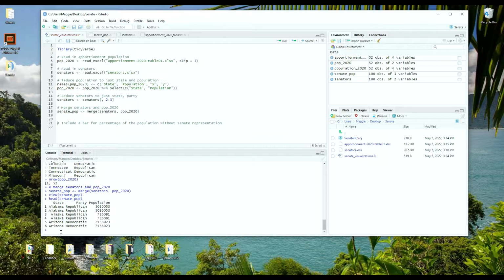All right. So the first thing that we can do is that 2-bar chart that I wanted to do, which just shows for each party the percentage of the population that they represent. So what we want is to get a total of the population which is Republican and a total of the population which is Democratic. So pretty simple, actually.